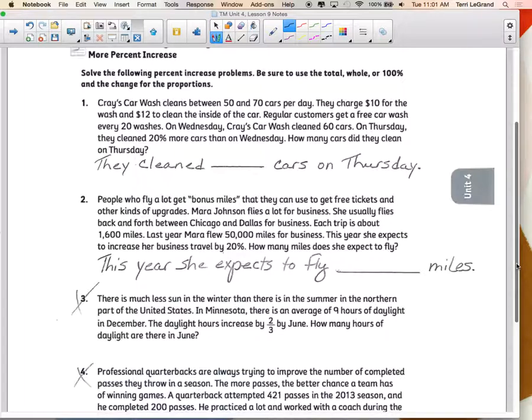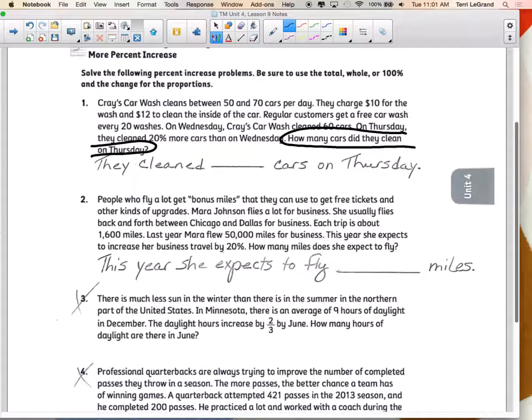Craze Car Wash cleans between 50 and 70 cars per day. They charge $10 for a wash and $12 to clean the inside of the car. Regular customers get a free car wash every 20 washes. Wow, that's a lot of information. On Wednesday, Craze Car Wash cleaned 60 cars. On Thursday, they cleaned 20% more cars than they did on Wednesday. How many cars, let's circle that, how many cars did they clean on Thursday?